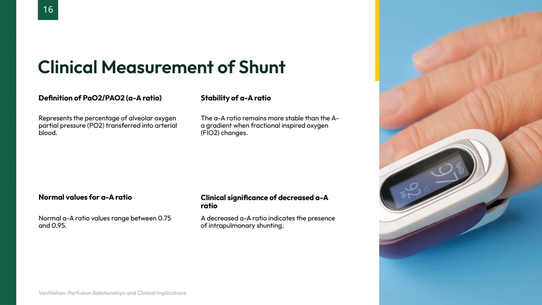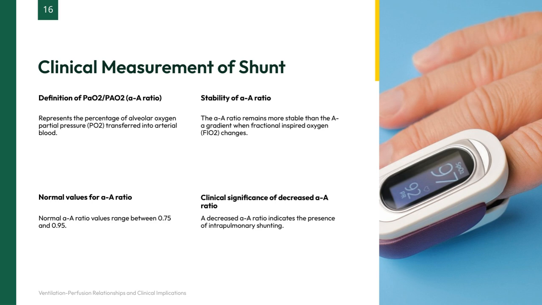The AA ratio, which stands for the ratio of arterial to alveolar oxygen partial pressure, essentially shows us the efficiency of oxygen transfer from the alveoli into the arterial blood. It's a key measurement because it reflects how well the lungs are oxygenating the blood. One important thing to note is that the AA ratio is more stable compared to the AA gradient, especially when the patient's inspired oxygen concentration changes. This stability makes it a reliable indicator in varying clinical conditions.